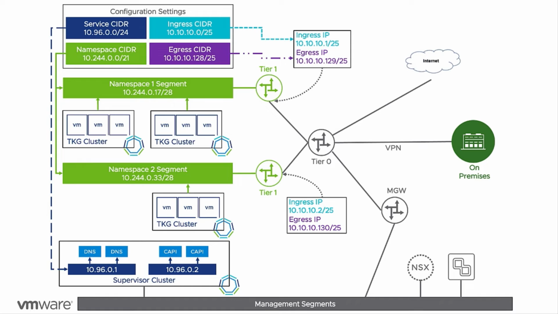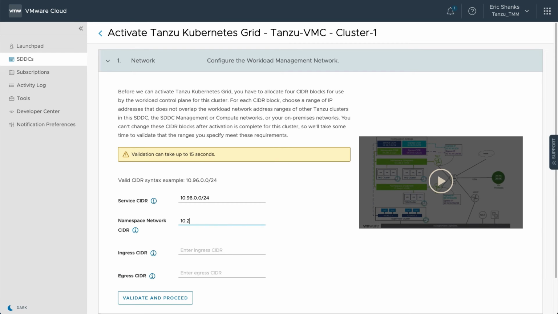If I just confused you with those CIDR ranges, just remember to avoid using overlapping networks with your existing networks. You might want to get a list of CIDRs from your networking team before completing the TKG activation lab. Once we've entered the network information, we can click Validate and Proceed, which will check your network addresses against known networks in your SDDC to see if there's an overlap. If there's no overlap, you'll be brought to the summary screen.